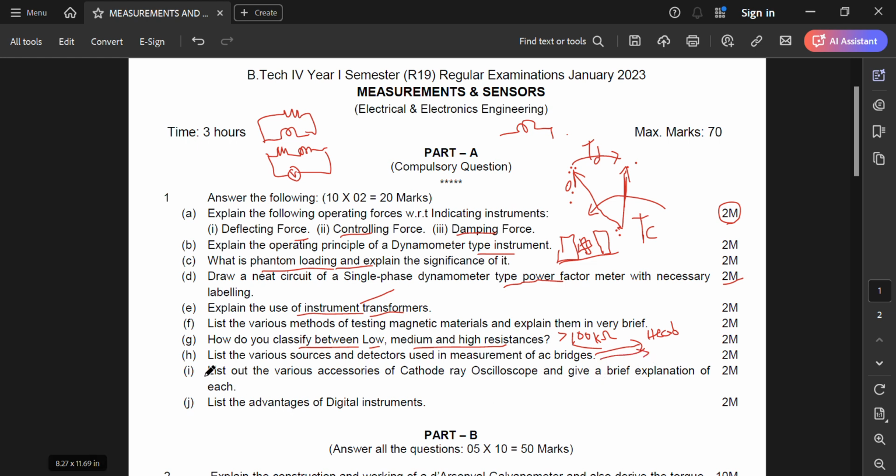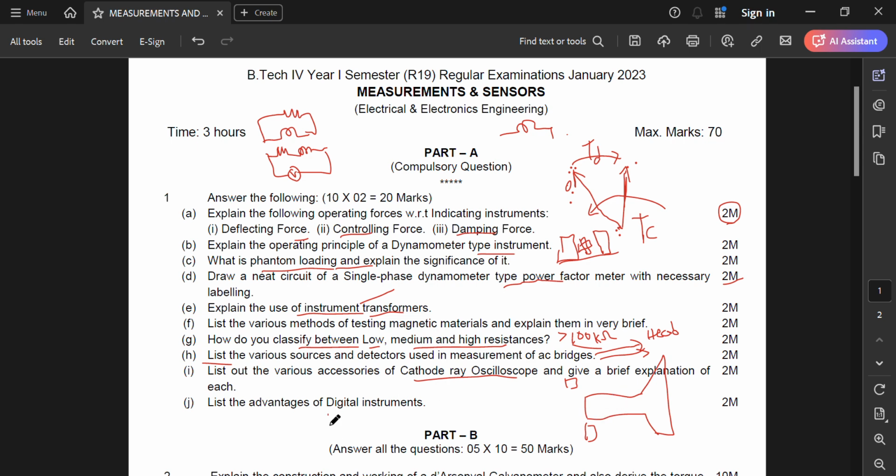That is very important. List the various accessories in a cathode ray oscilloscope: CRT, horizontal amplifier, vertical amplifier. If you know the CRT diagram, the main heart of the CRO is the CRT. In the diagram: horizontal amplifier, vertical amplifier, time delay, horizontal deflection, like that.